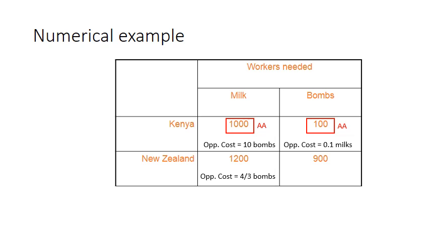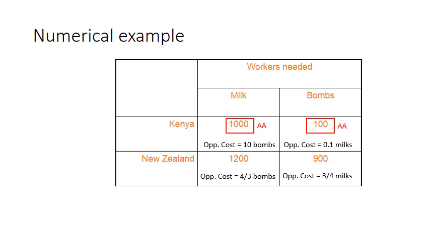And so then the opportunity cost of producing a bomb for New Zealand, well, those 900 workers could have made 3/4 of a milk. So they've given up 3/4 of a milk. And again, we've got to that number by taking our 900 workers and then dividing that by the 1,200 workers needed for milk. And now it's easy to see who has comparative advantage.